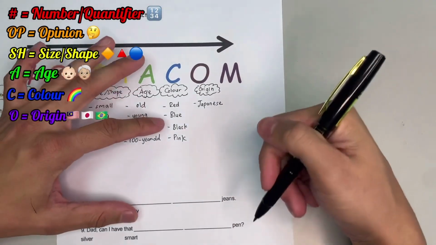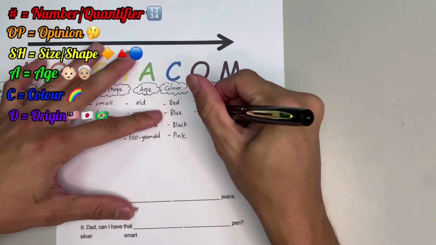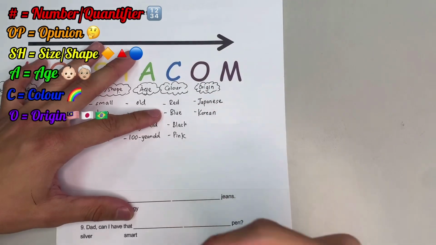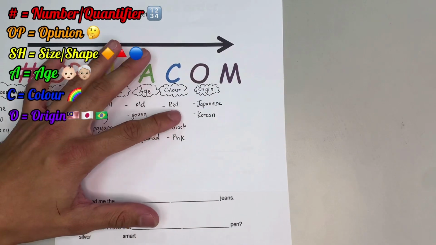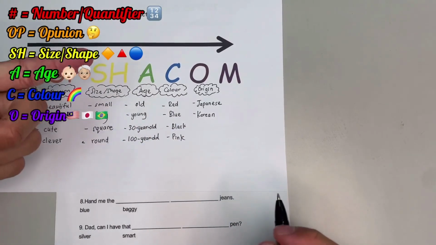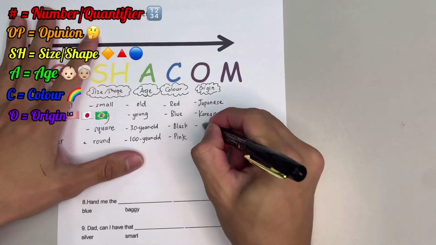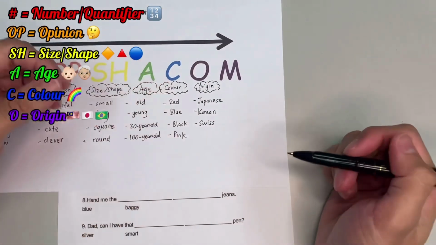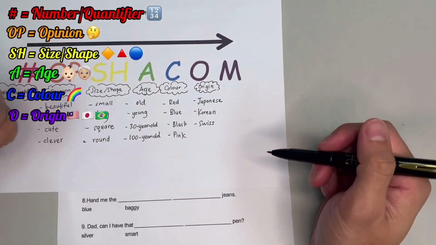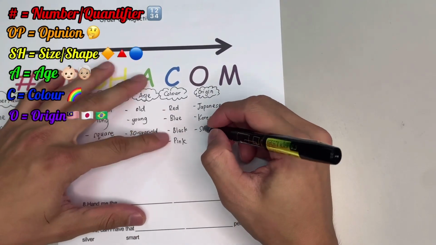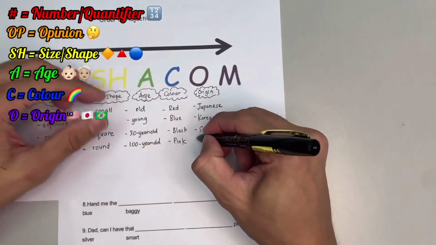I am watching a Korean drama. So you know that the drama is produced in Korea. How about the watch? The watch is made in Switzerland. So it is a Swiss watch. And finally, Sophia is a Malaysian girl. So Malaysian is another example of origin, asal.